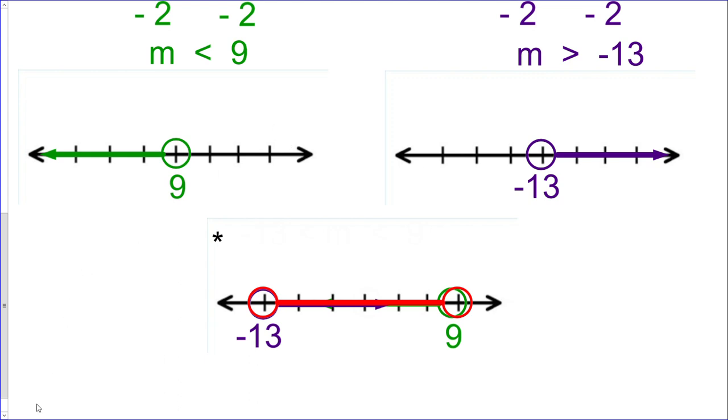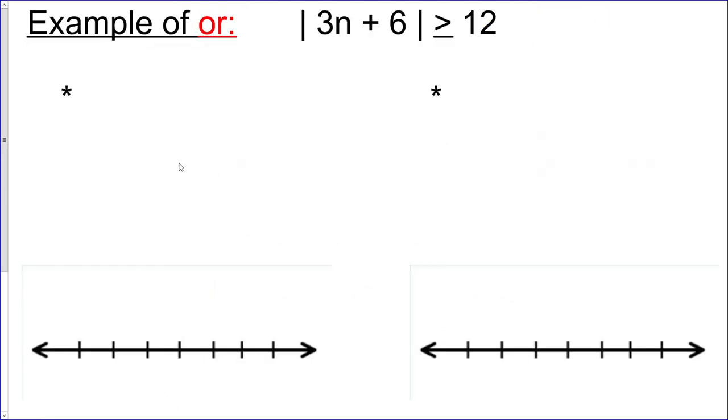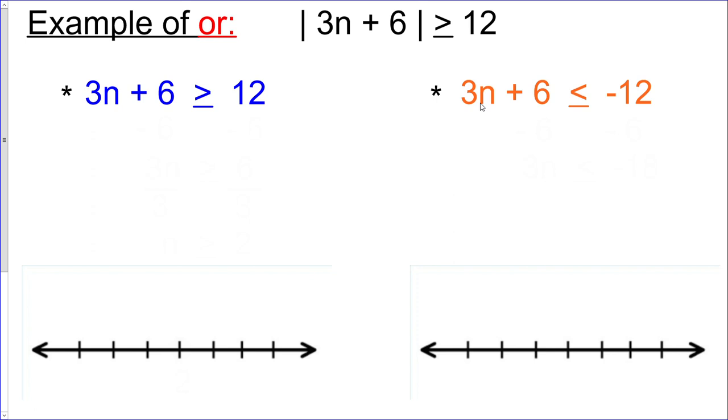Okay, let's take a look at an example of an OR. This one is the same type of problem except it's a two-step. So we're going to take the absolute value bars off and solve it just like it is: 3n plus 6 is greater than or equal to 12. And then we'll change this to a negative 12 and switch the direction of the inequality sign. So now we have 3n plus 6 is less than or equal to negative 12.